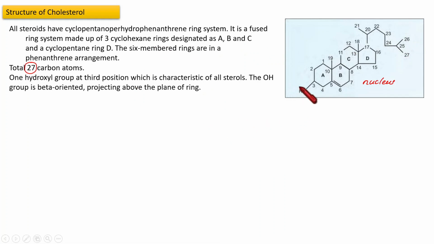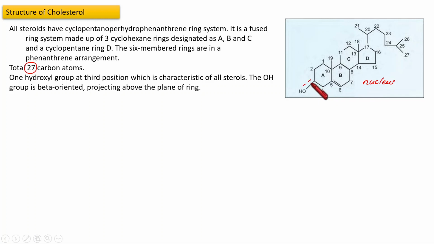And also we can see one hydroxyl group at the third position, and this hydroxyl group is a characteristic property of all sterols. Also this OH group is beta oriented. Beta oriented means that the bond is oriented above the plane of the ring. As it is above the plane, it is represented by a solid line. Then you might think, if it is alpha oriented, in what form can we represent it? Then we can represent that bond in a dotted line only.